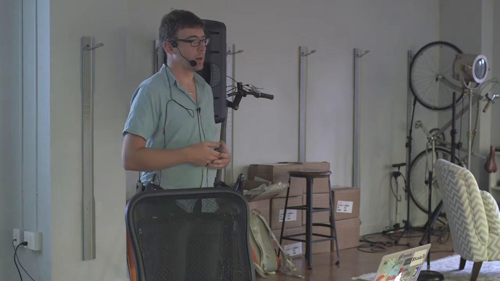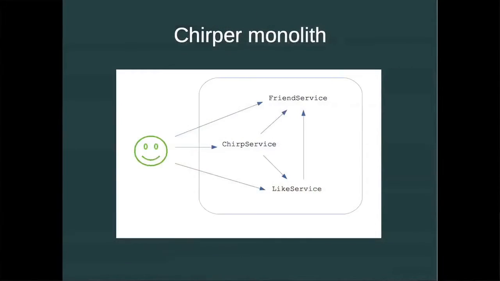So this is a rough diagram of what my monolith looked like. And you can see I had 3 components in there. It was a Spring app. They were wired together by Spring. So I had this friend service component, chirp service, like service.